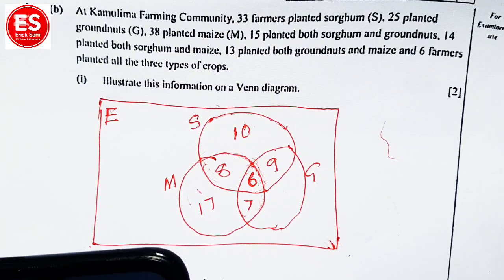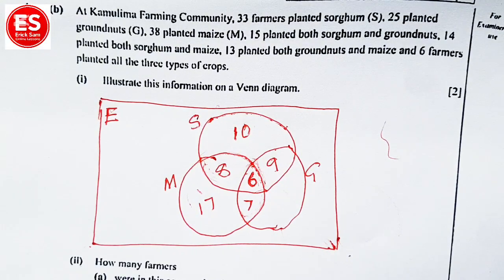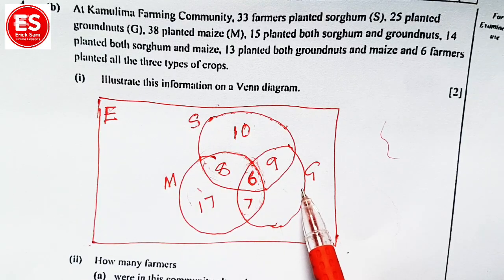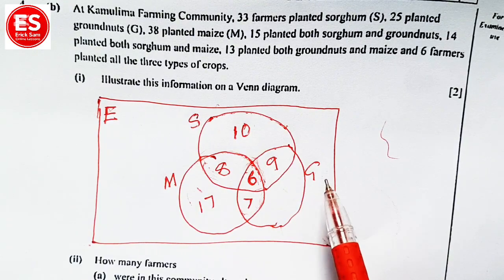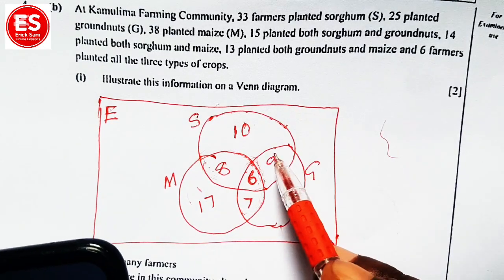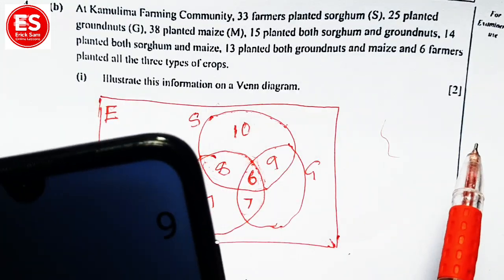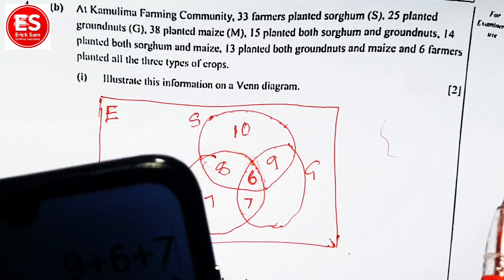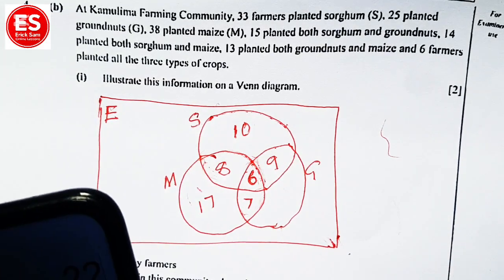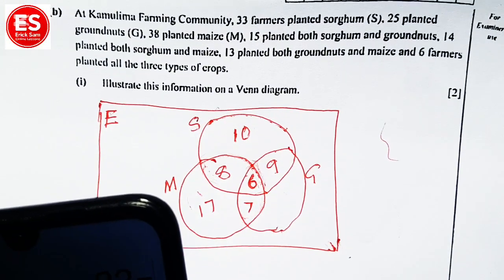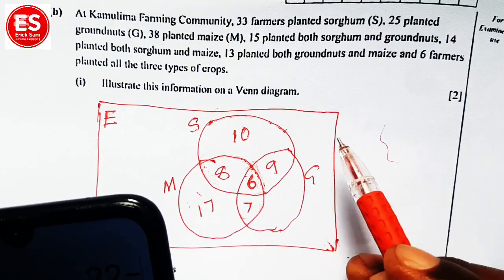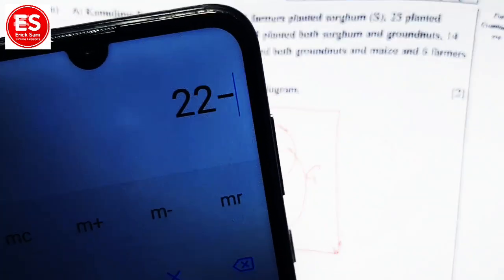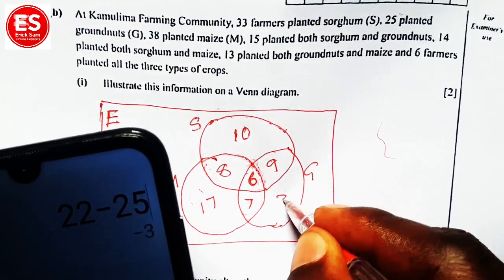All right, so in that case, now you continue, you go to the next one. Groundnuts. How many groundnuts? We have 25. So you do the same. Groundnuts, you add these numbers: 9 plus 6 plus 7. All right, so you're going to have 22. Then you subtract it from the 25 for groundnuts, 25 minus 22, and you are going to remain with the 3.